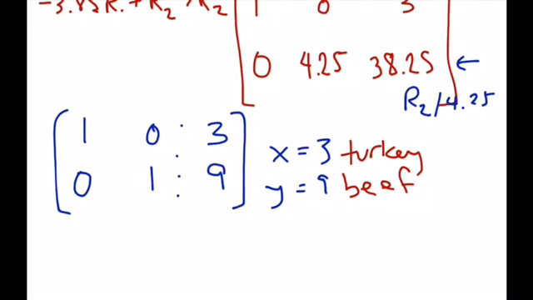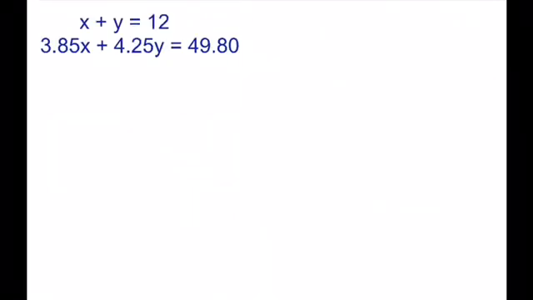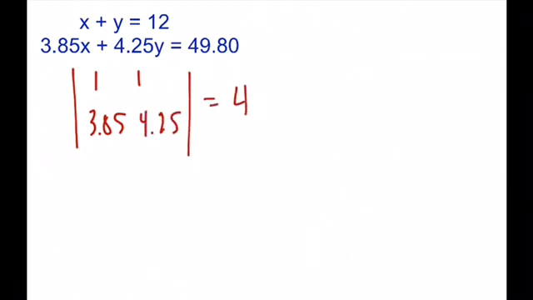And so that's our answer. Okay, last one, we're going to use Cramer's rule to do the same thing. So first I'm going to take my regular matrix and find the determinant of it. So that's going to be 4.25 minus 3.85, and that is 0.4.